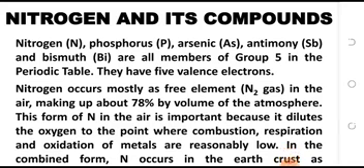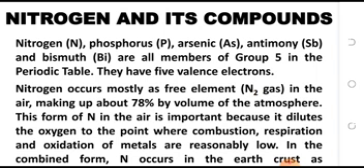Today we'll be looking at the topic nitrogen and its compounds. Nitrogen belongs to group 5 in the periodic table. It belongs to group 5 together with some other elements like phosphorus, arsenic, antimony, and bismuth. You can see their chemical symbols written in brackets in front of them like that.